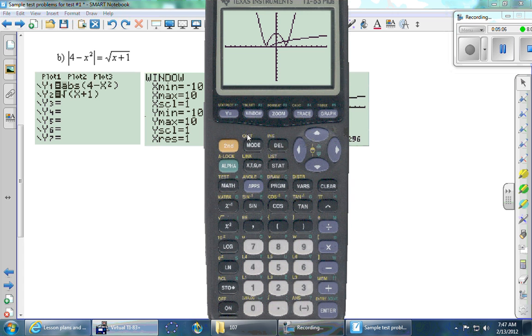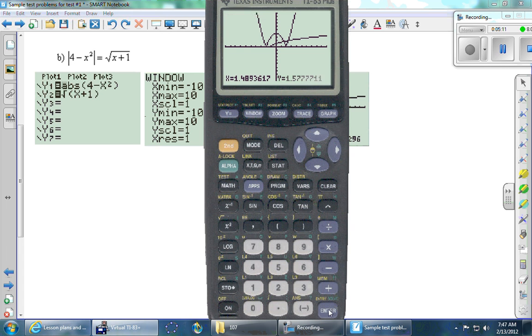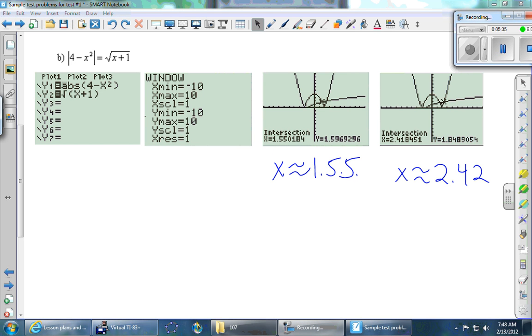So we'll find the second point of intersection now. Again, second calc. And then number 5 is intersect. And then first curve, enter. Second curve, enter. Guess. Again, you can either just hit the right arrow a few times, or if you don't feel like doing that, just pick any x value that's bigger than what you think the answer is. So certainly x equals 5 is bigger. So if I just type 5, it should zip me from here to the closer answer, which it found right there is about 2.42. So we've got our screenshots and we've got our two answers. X is about 1.55 and X is about 2.42. And don't include the Y values.